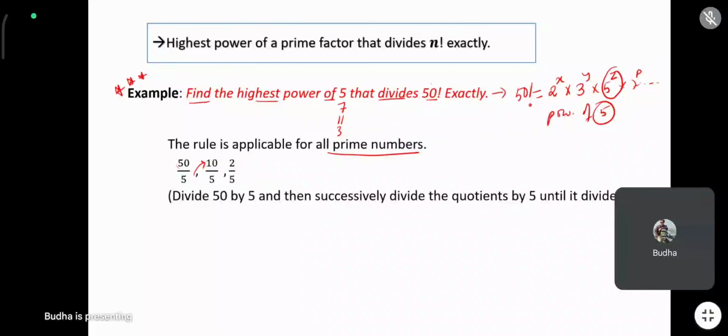कब तक? जब तक वो डिवाइड हो रहा. Okay. So the answer is 10 plus 2. Am I clear on this? 50 by 5, what will be the answer? 10. So the same quotient we divide by 5, answer is 2.